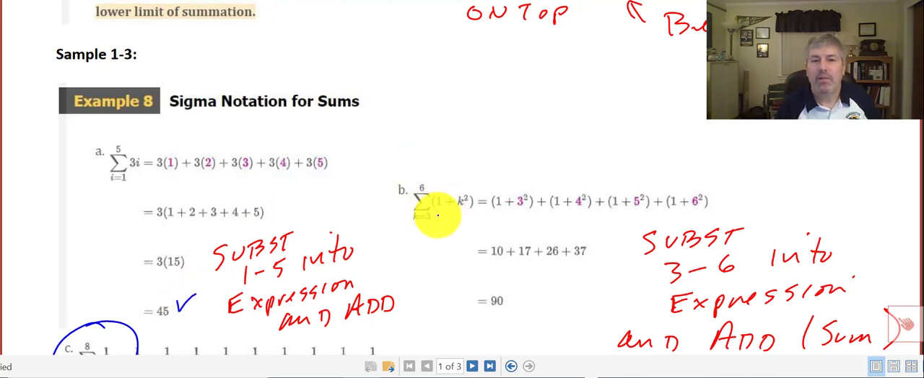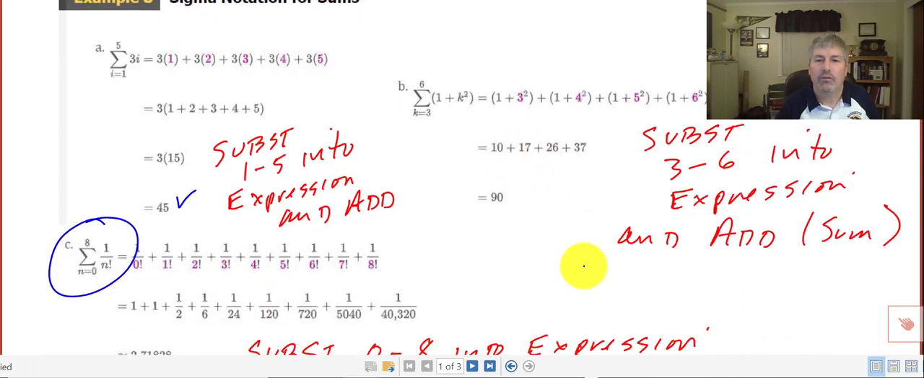In sample B, we're looking at the sum of 1 plus k squared from 3 to 6. So we're going to substitute 3 and then 4 and then 5 and then 6 into our expression and then add each value. So we'll start with 1 plus 3 squared, which is 9 plus 1 is 10. We'll add it to 1 plus 4 squared, which is 17. We'll add that to 1 plus 5 squared, which is 26, and we'll add that to 1 plus 6 squared, which is 37. We add those values, 10 plus 17 plus 26 plus 37 equals 90.